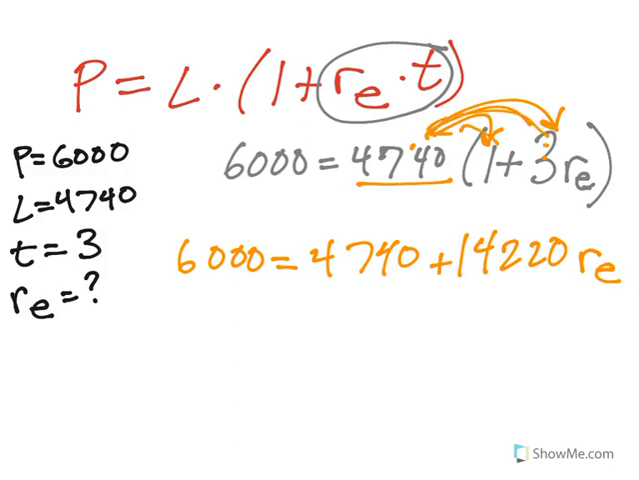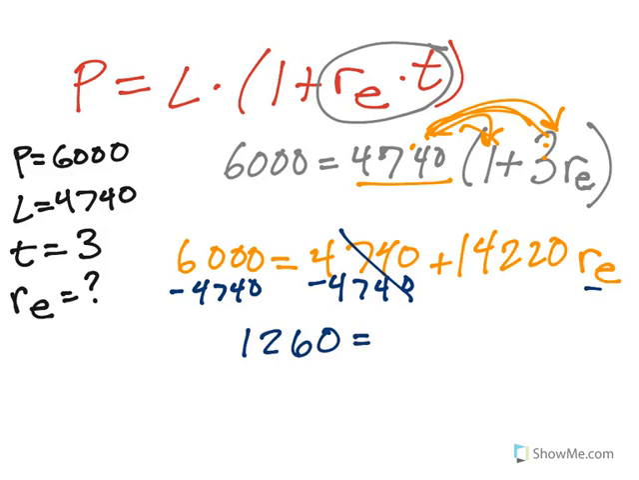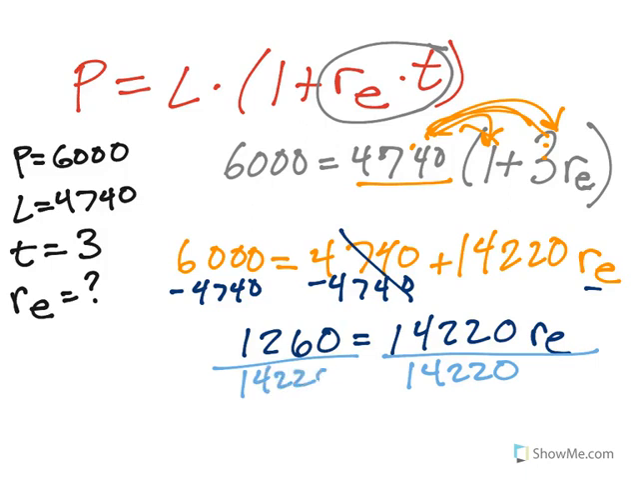Now, to solve this equation, I need to get the variable by itself. So the first step is to get rid of this piece. If I subtract 4,740 from both sides, I get 1,260. And you're like, huh, we've seen that number before. Yes, we have. That's the interest we paid. And then our last step is we're going to divide both sides by 14,220, because to isolate the variable R sub E, we divide by what's in front. So my effective interest rate comes out to be 0.0886, and I think it keeps going.